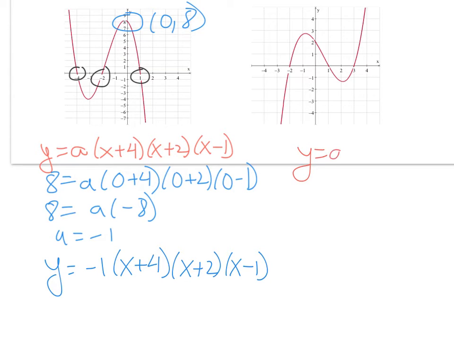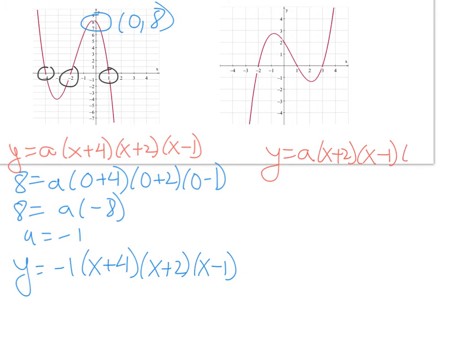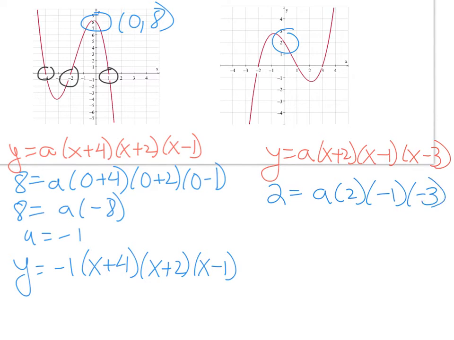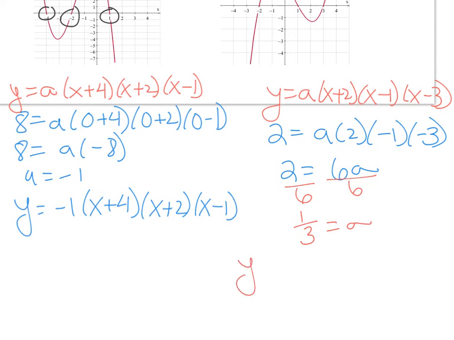Do the same thing for the second graph. We've got a y-intercept of 2 now. So when we divide both sides by 6, we get 1/3 for a. So your final answer is with that leading coefficient substituted back in.